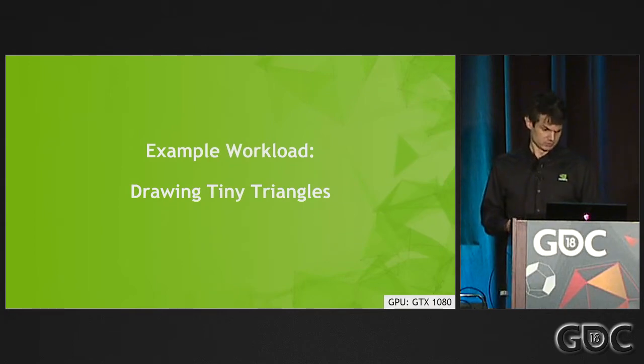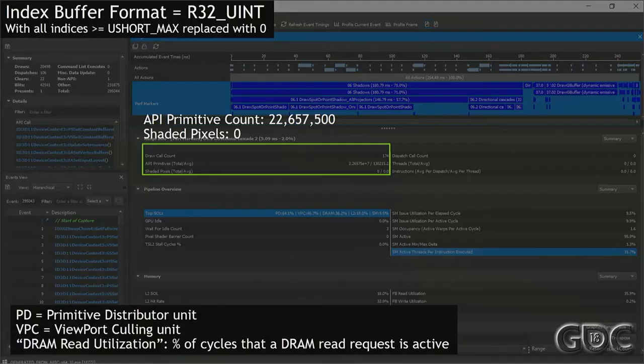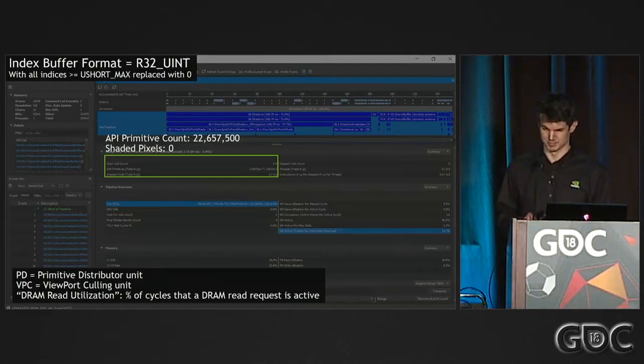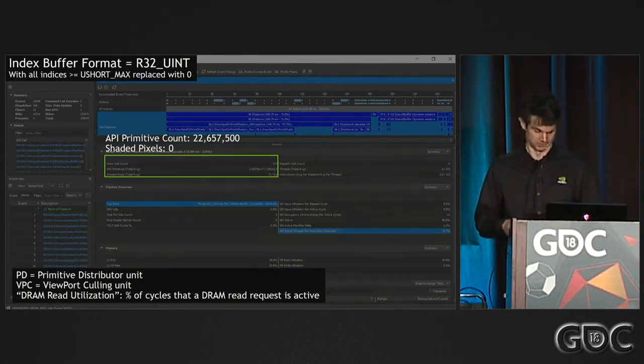Another example workload is drawing a lot of tiny triangles. In fact, there are 22 million tiny triangles in this case. That's an extreme case of a tech demo that was drawing a lot of tiny tessellated characters. And in fact, it is an extremely badly optimized application because all those tiny triangles are contributing to 0 shaded pixels. They are all thrown away. So that's a terrible efficiency there, but it's still interesting because that sort of situation can happen to a lesser extent in a real game.